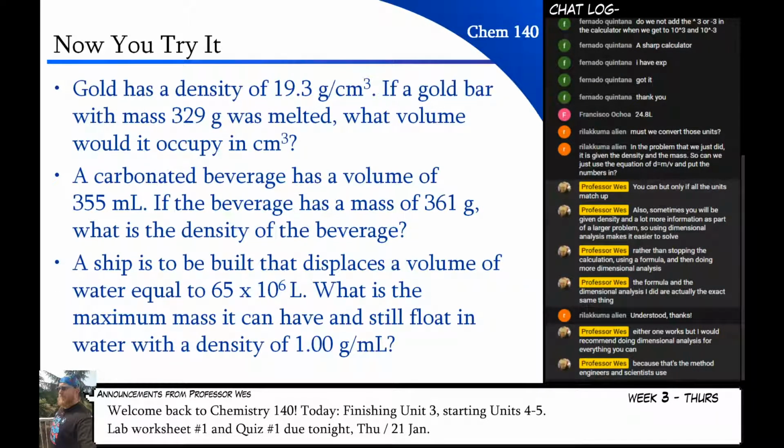Alright, so what I want you to do is to do these 3 practice problems for density. So the first problem, I have gold. Gold has a density of 19.3 grams per cubic centimeter. Gold is one of the more dense substances we have. Let's suppose that you have 329 grams of gold. What would its volume be if you melted it down into, I don't know, a framework or a mold or something, in cubic centimeters?